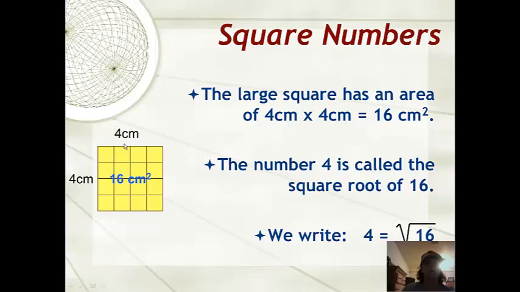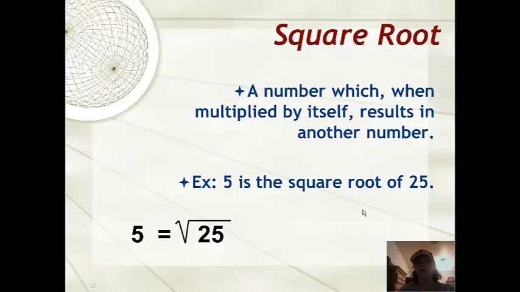So let's say if we didn't know it was 4 on each side, and you only knew the area was 16, all you would have to do is find the square root of 16 to find your side lengths. So the number 4 is called the square root of 16, and this is how we write it. A square root is a number which, when multiplied by itself, results in another number. So 5 multiplied by itself results in another number, which is 25. So the square root of 25 is 5.